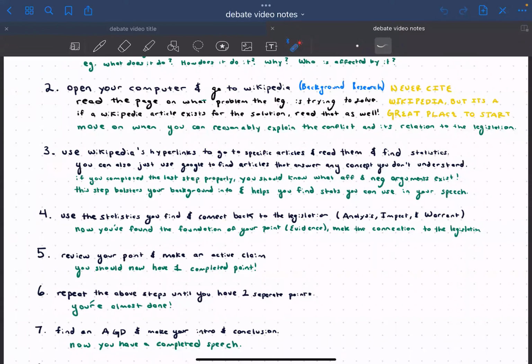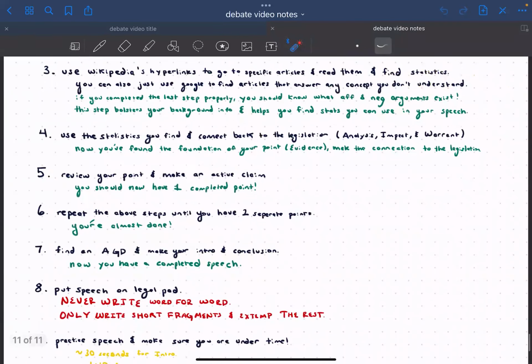Whether it's about the environment, the economy, saving human lives, or any other of these issues, you would generally know what they are if you do these steps correctly. And this bolsters your background information and helps you find stats that you can use in your speech. So those are really important.